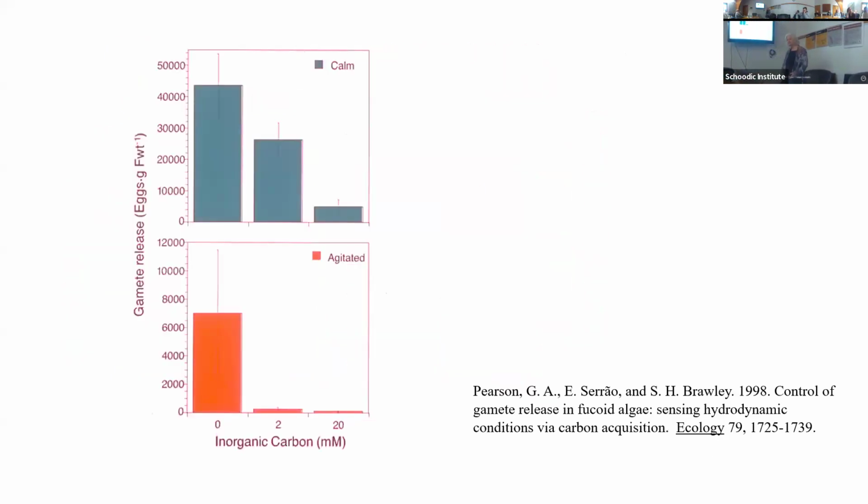And this is really the explanation of why calm and turbulent conditions make such a difference. And so just for a moment, imagine yourself as a fucoid alga hanging out on the shore. And it is a calm day. You have to take up CO2 to carry out photosynthesis, to grow and all that stuff.